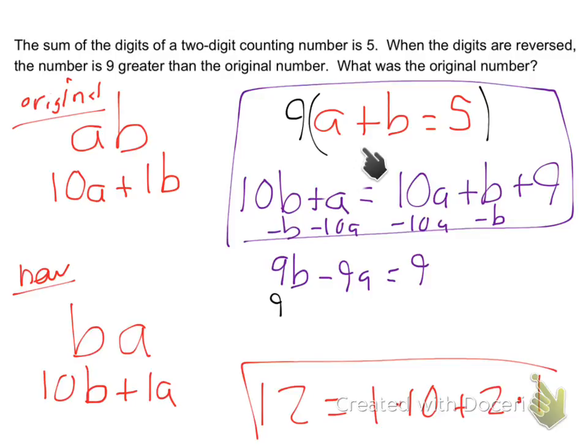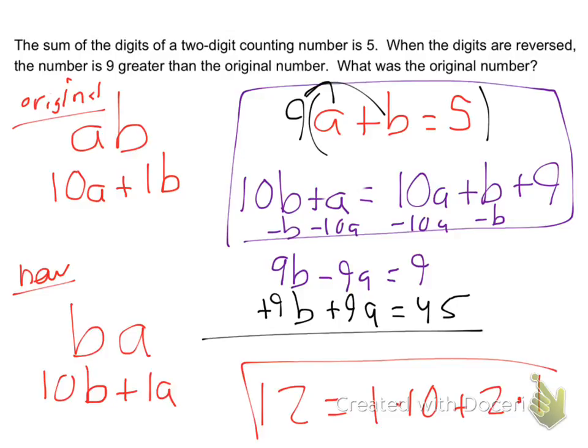This is A plus B. This is B minus A. Does that really matter, though? No. So when I go to multiply this 9 in, that's 9A over here, right? Positive. But it's also a positive 9B when I go here. And then equals 45. 9B plus 9B is 18B. I'm going to get rid of this stuff.